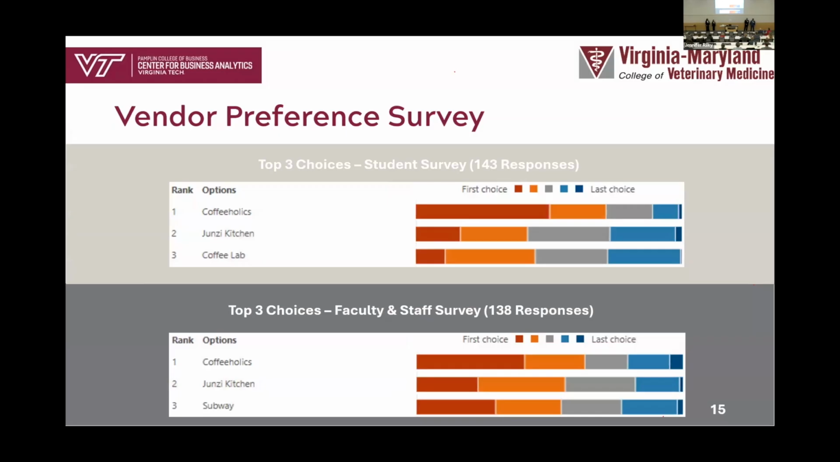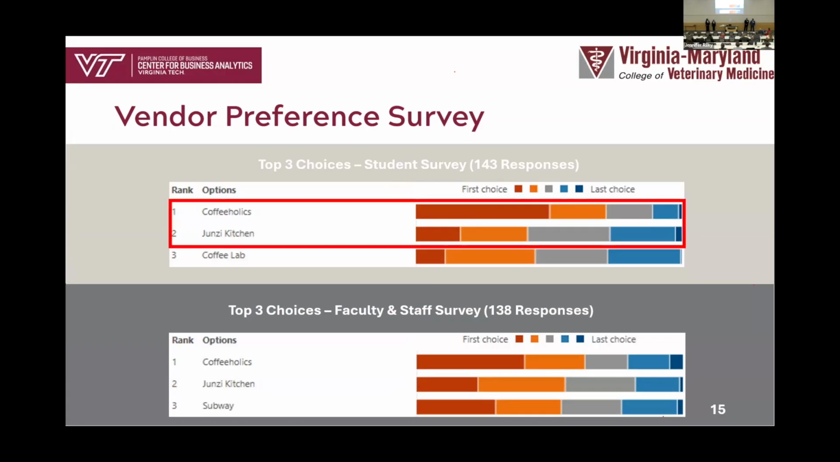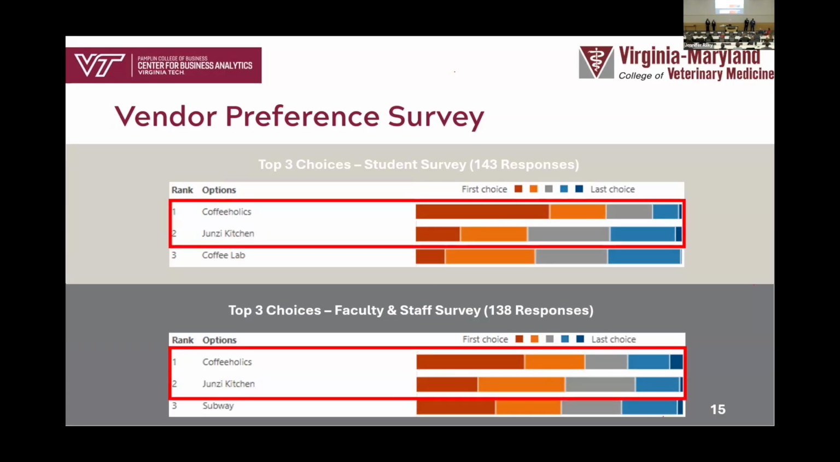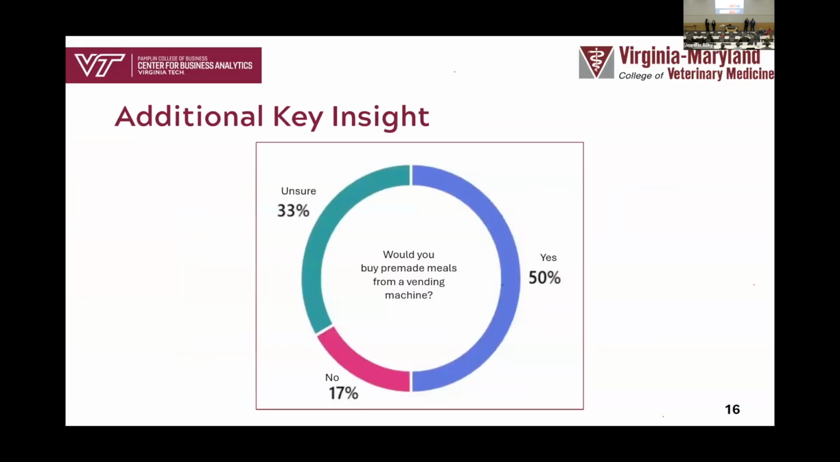After narrowing down the list, the team sent out a second set of surveys to students and faculty to learn which food vendors they would want the most. And as you can see across both the student and faculty surveys, Coffeeholics and Jonesy Kitchen were ranked as the top two choices. I'll now hand it to Jada to talk more about the key insights of the surveys.